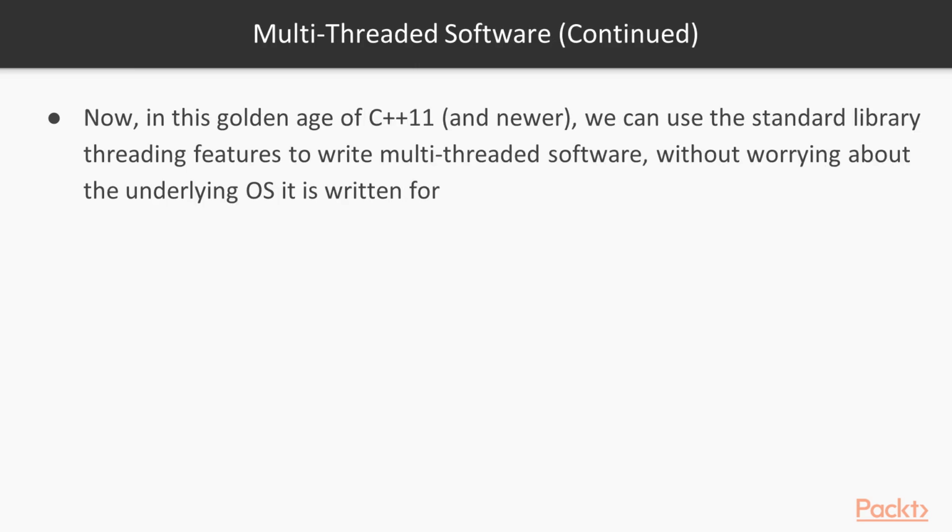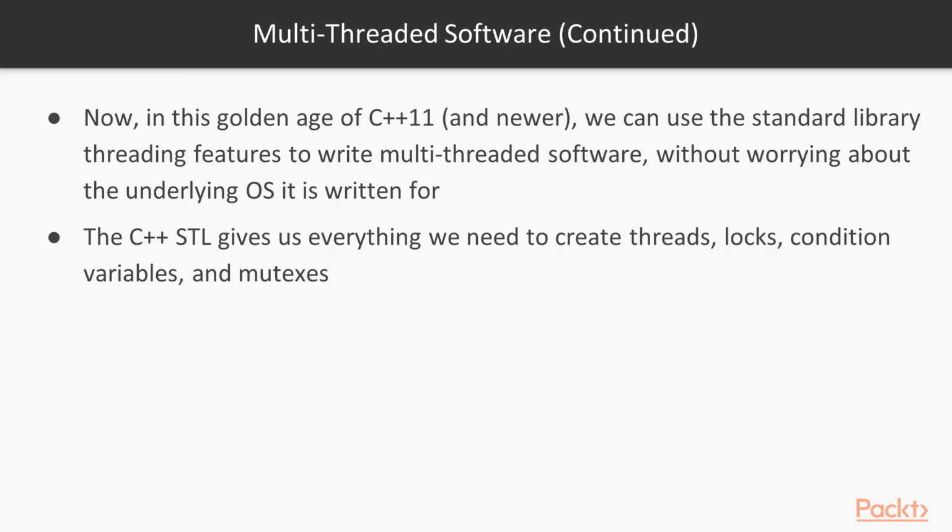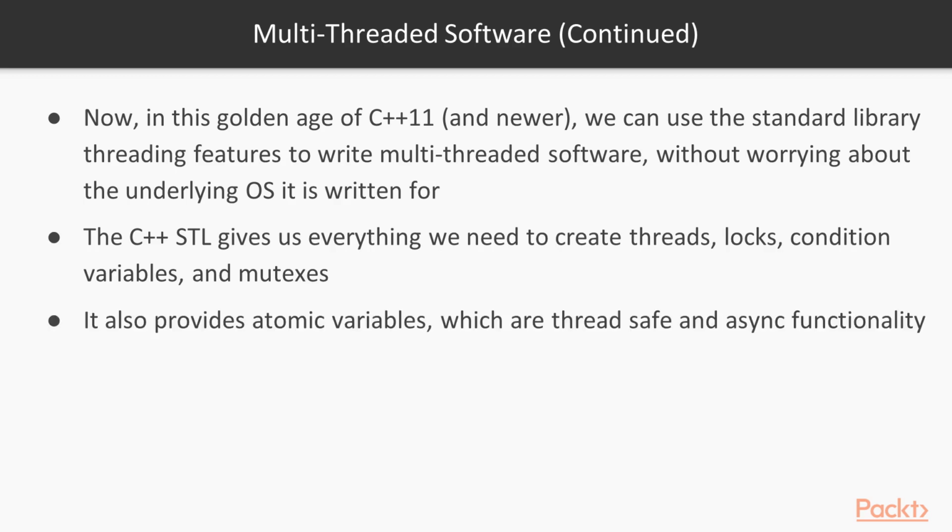But now, in the golden age of C++11 and beyond, we can now use the standard library threading features to write multi-threaded software and not worry about the underlying OS it's written for. The C++ standard template library gives us everything we need to create threads, locks, condition variables, and mutexes. It also provides atomic values and some async functionality.